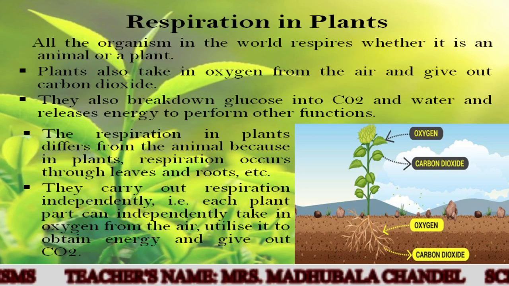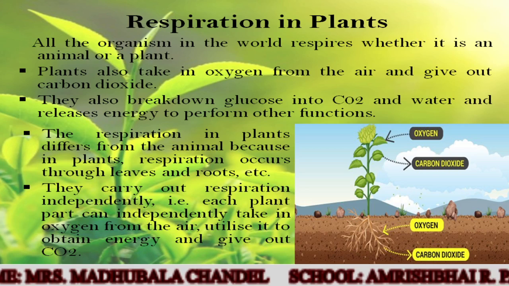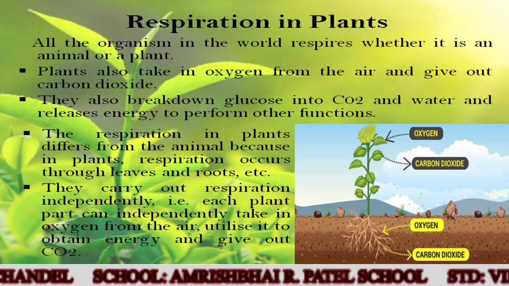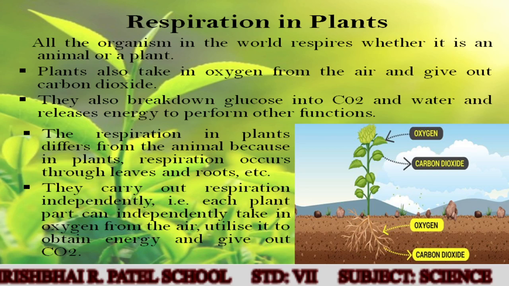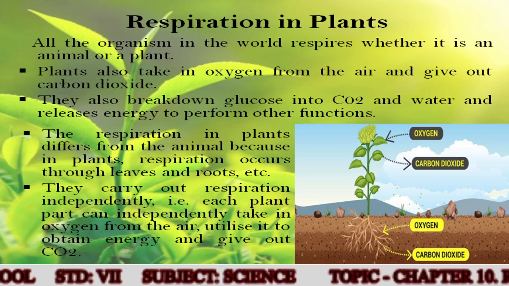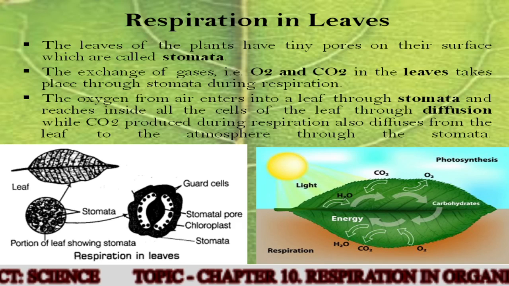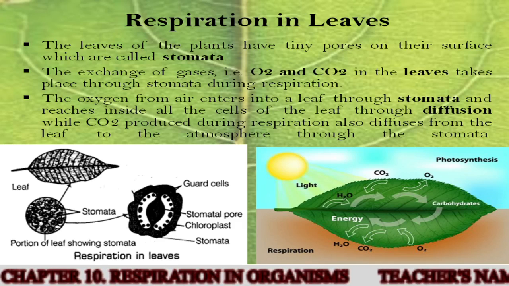Okay. Now they carry out this respiration independently, that is, each plant part can independently take in oxygen from the air, utilize it to obtain energy and give out carbon dioxide. So each part of the plant will work independently to take the oxygen in, utilize it to obtain the energy and give out carbon dioxide. Now let's see how respiration takes place in leaves.